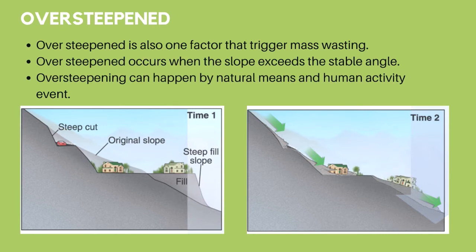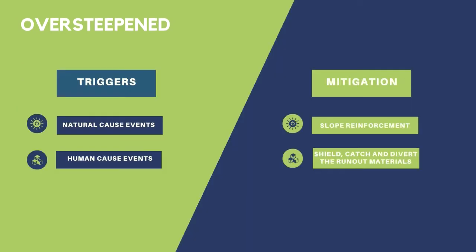Here's a photo of oversteepening directly caused by human activity. This before and after photo is intended to show what happened when an oversteepened slope occurs. As you can see, the steep cut area is oversteepened. Thus, it creates mass wasting occurring both above and below the home site. Oversteepening triggers both natural and human-caused events.